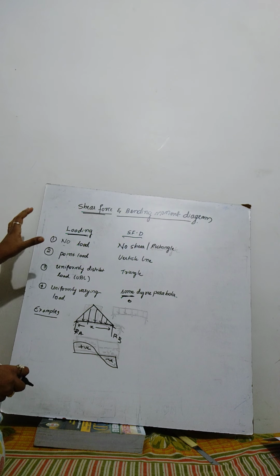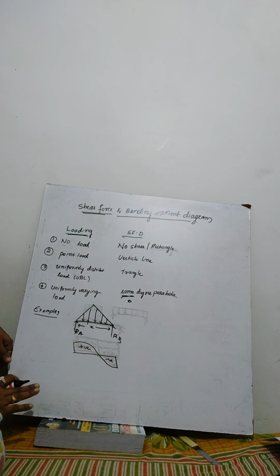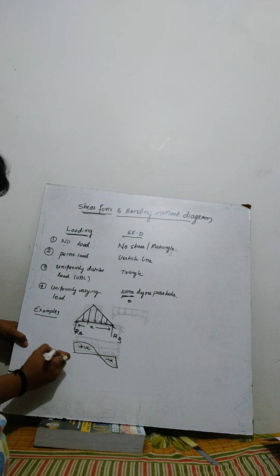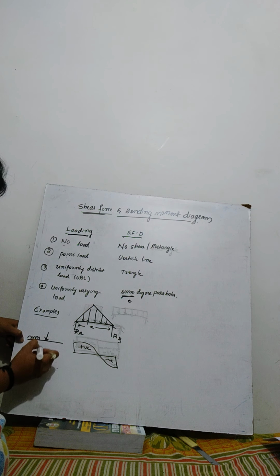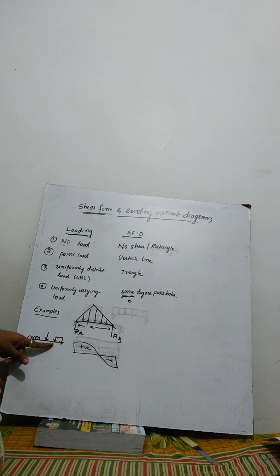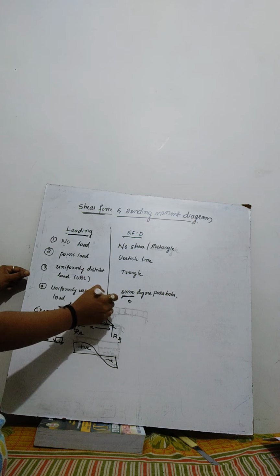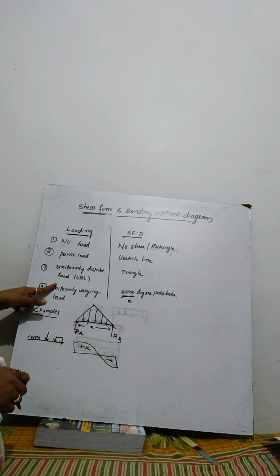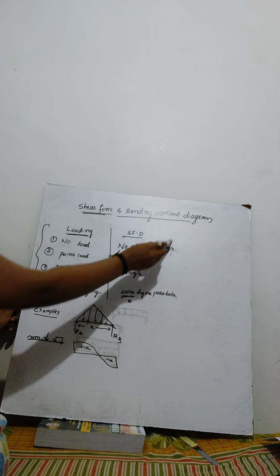For example, this is a kind of example that I have given. They may give you a complex beam where UDL will be there, point load will be there, two point loads will be there. If they give you this type of beam, you can directly draw the shear force and bending moment diagram. That is what I am making easier for you here. If you know this part about loading conditions, you can easily draw the shear force diagram. This is one of the techniques you should remember.